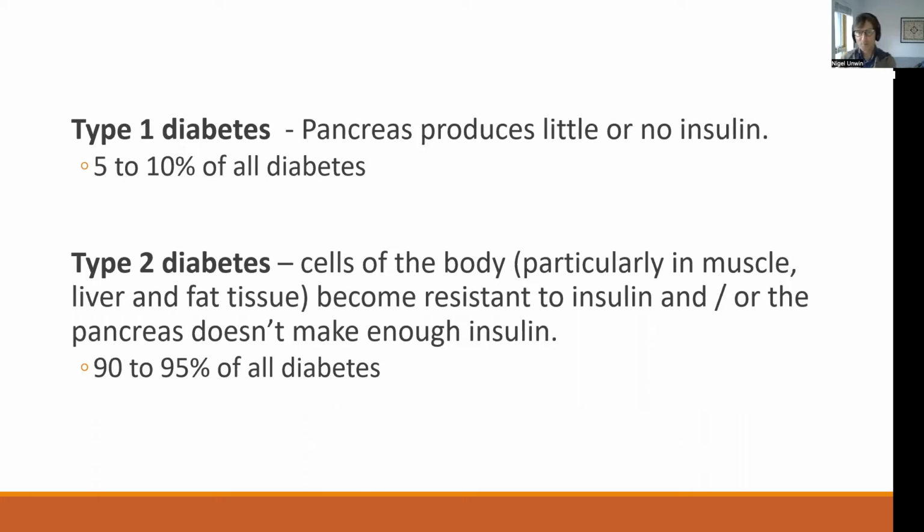In type 2 diabetes, the cells of the body, as we've just been saying, particularly muscle, liver, and fat tissue, become resistant to insulin, and or the pancreas doesn't make enough insulin. So the standard way this is thought to happen, or one of the common ways, is the muscle, liver, and fat become resistant, and the insulin can't work as effectively with those tissues. The pancreas tries to produce more insulin to overcome that resistance, but isn't able to. So it produces too little for the body's needs. And this type of diabetes accounts for 90 to 95% of all diabetes.